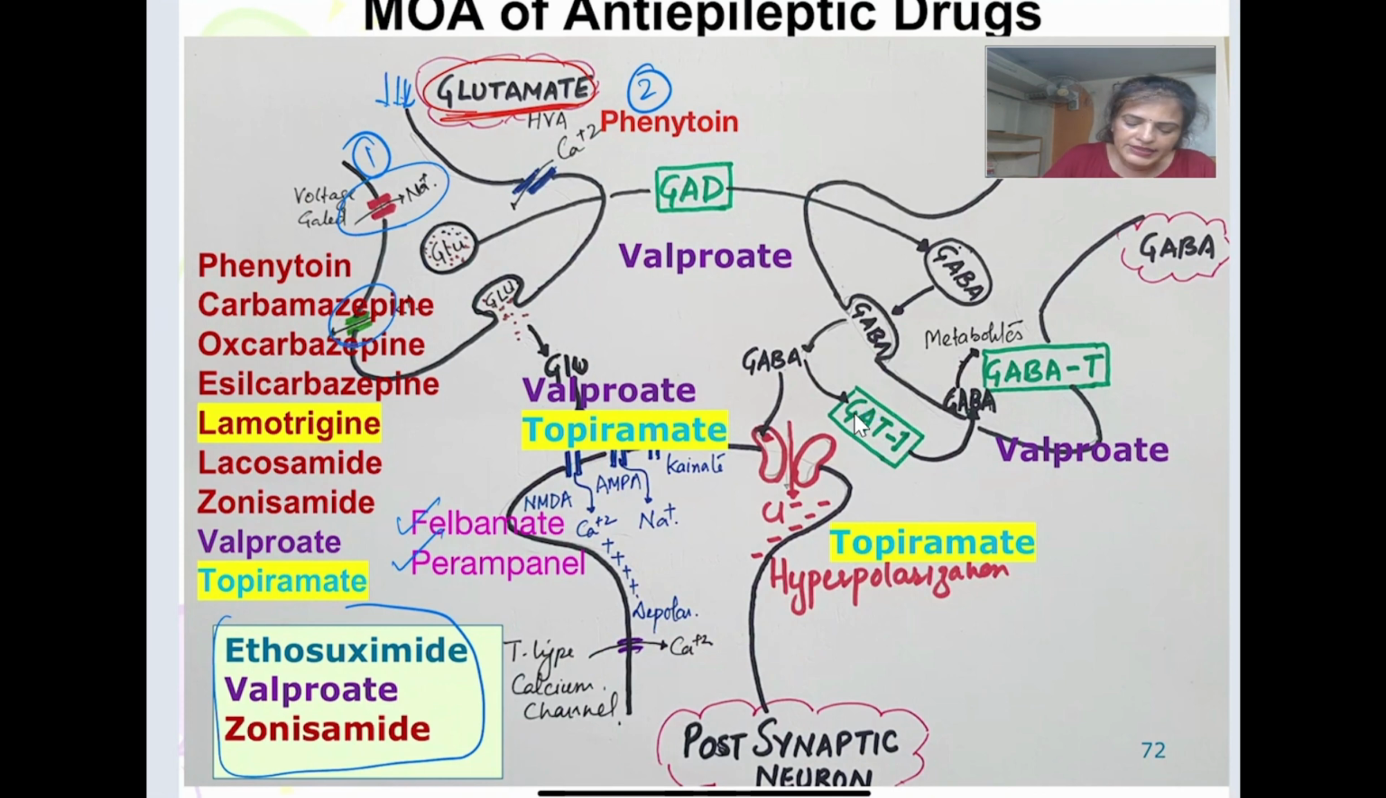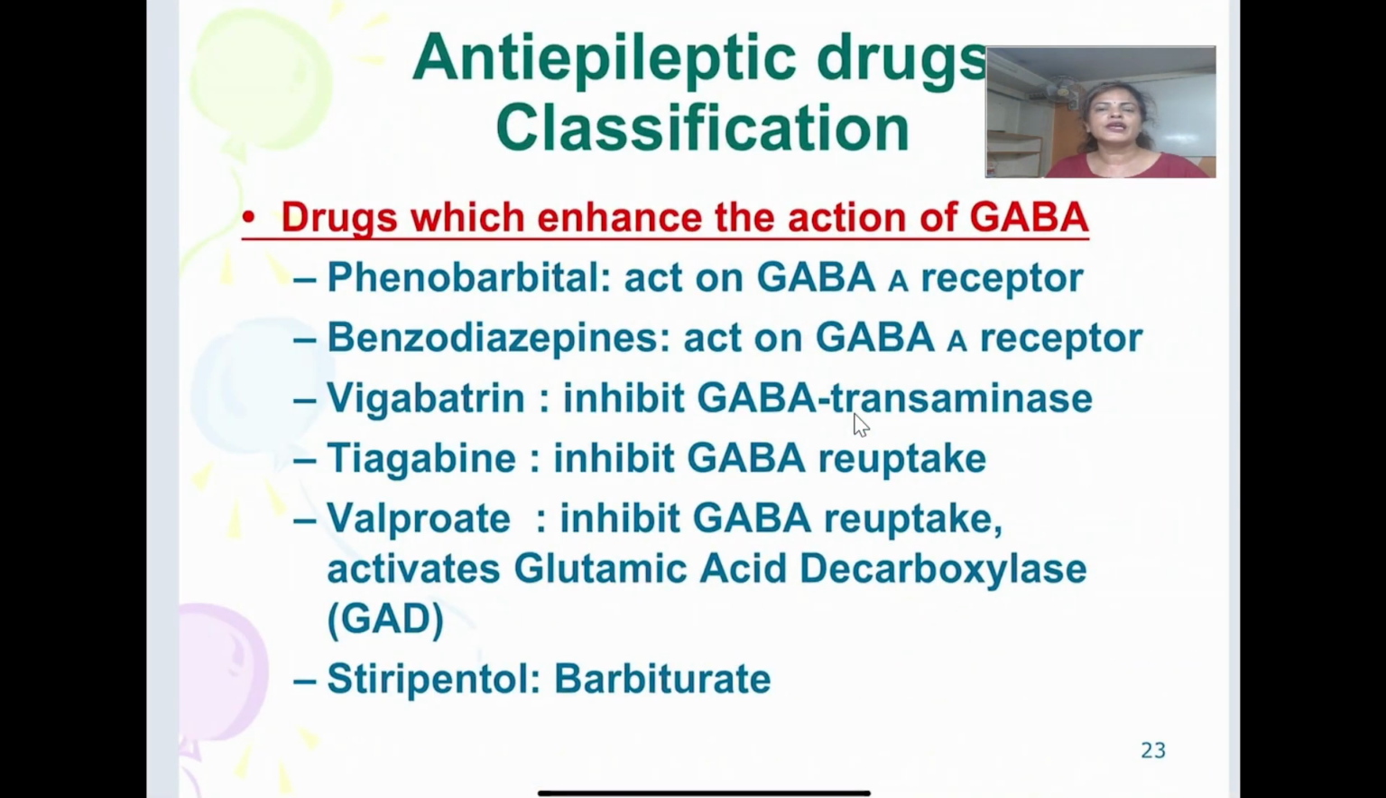Now we will start with the drugs which are going to increase GABAergic transmission. Now this is the part which is going to increase the GABAergic transmission. Let's see what drugs enhance the action of GABA. In this category, number one is barbiturate, in barbiturate phenobarbital. Then we have benzodiazepine. Both these drugs are going to act on the GABA A receptor.